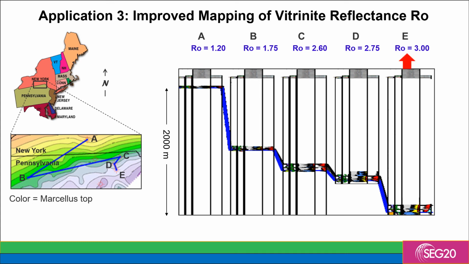Remember that vitrinite reflectance is related to kerogen maturity and productivity in unconventional reservoirs. So this increase in R0 indicates an increase in hydrocarbon maturity with depth. Our goal is to see whether we can use the kerogen grain density at each well as a proxy for vitrinite reflectance in the area.